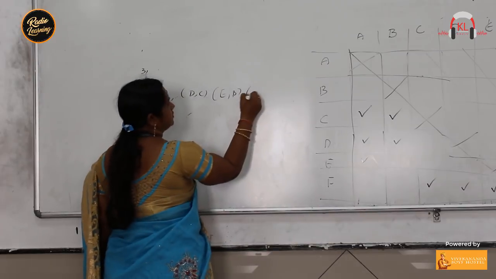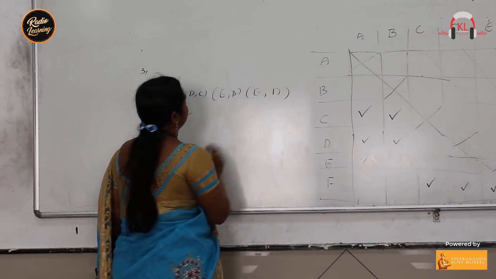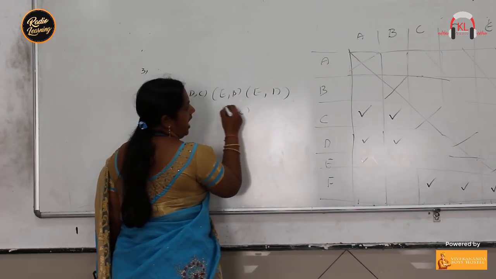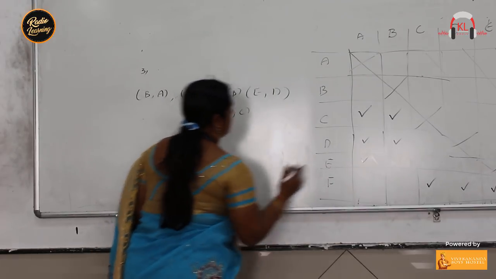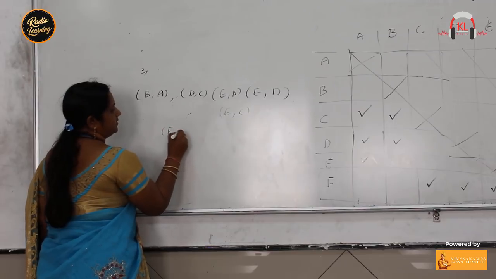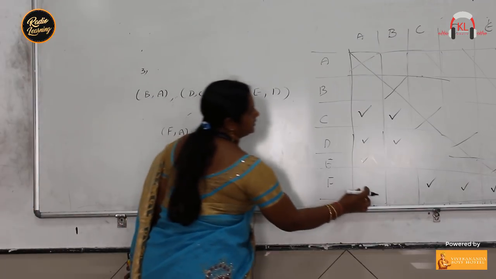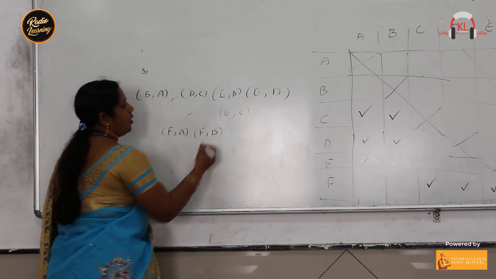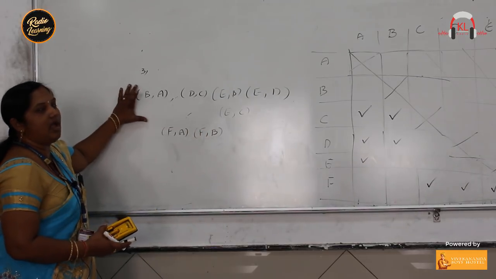E, D is also an unmarked pair. And E, C is also an unmarked pair. Next, F, A is an unmarked pair. And you can see F, B is also an unmarked pair. So now all these pairs are unmarked.